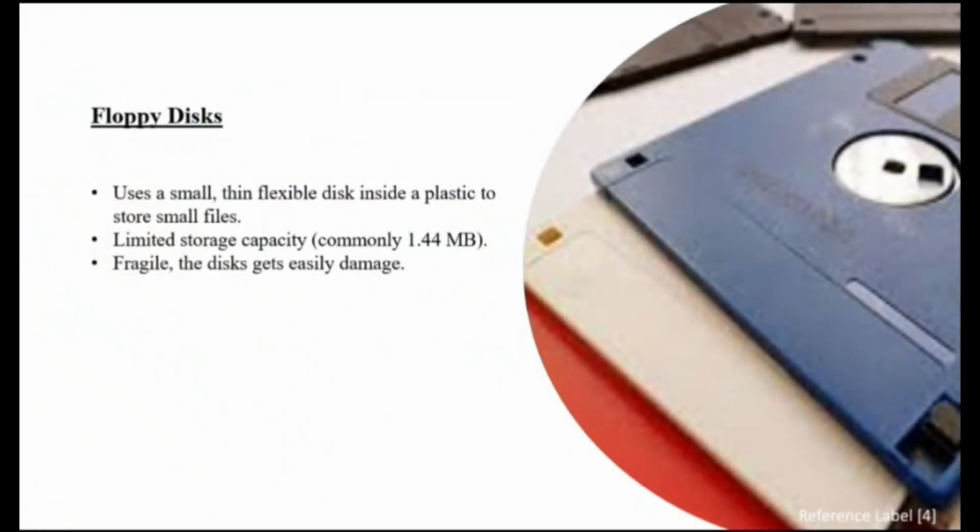Floppy disk. A floppy disk is a small, thin, flexible disk inside a plastic case to store small files. They have very limited storage capacity, usually around 1.44 MB, and are quite fragile so they can get damaged easily.